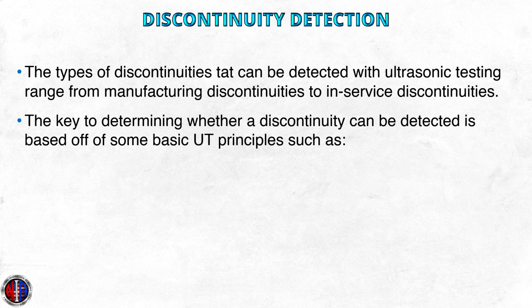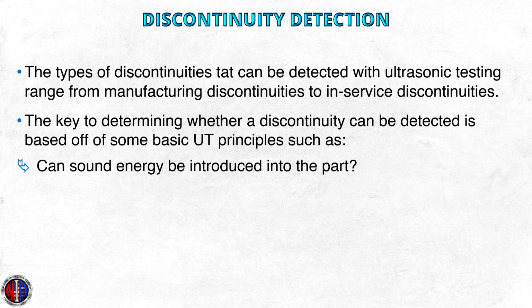Discontinuity detection. The types of discontinuities that can be detected with ultrasonics range from manufacturing discontinuities to in-service discontinuities. However, the key to determining whether a discontinuity can be detected is based off of some basic ultrasonic testing principles. Can the sound energy be introduced into the part? One of the biggest limitations to inspecting parts with ultrasonics is the limiting factor when trying to get the sound energy into the part. If the part has large grain boundaries, the sound energy can be attenuated to a point where UT cannot be performed.